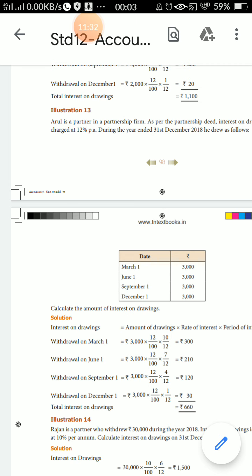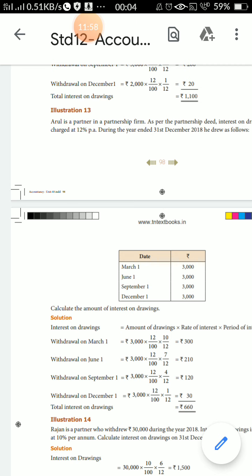Next one, 10 by 12. Second one, withdraw on June 1st. June, July, August, September, October, November, December. How many months do you calculate? 7 months. Next one, withdraw on September, 3,000, 4,000.